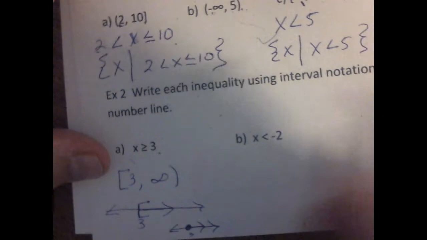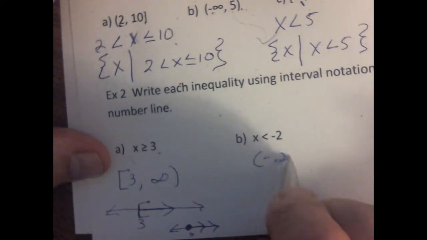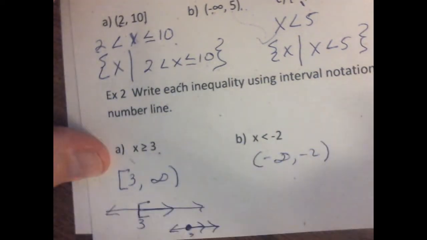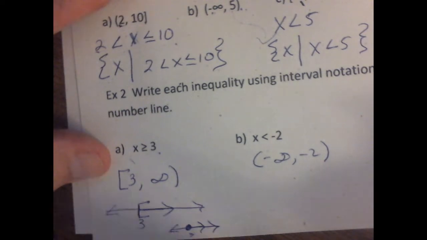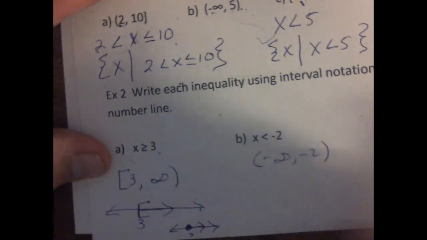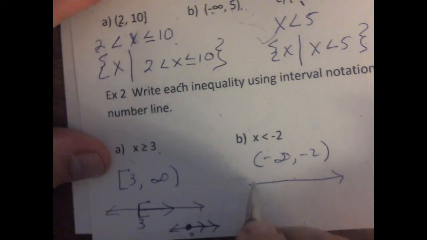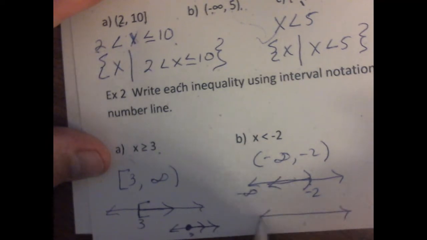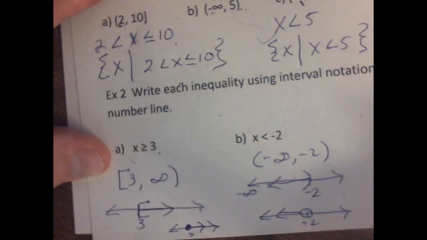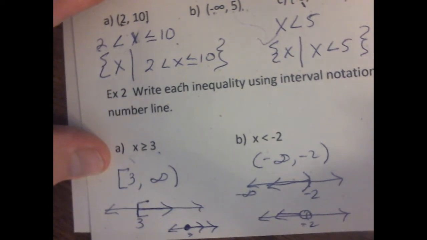For x less than -2, I always put the smaller number first. So I'm going to do negative infinity to -2. So that's my interval notation. On a number line, I can identify -2. I can use my parentheses, make sure your arrow's going in the proper direction, or the other way to identify it is with a hollow circle, which does not include -2, because less than -2 does not include -2.